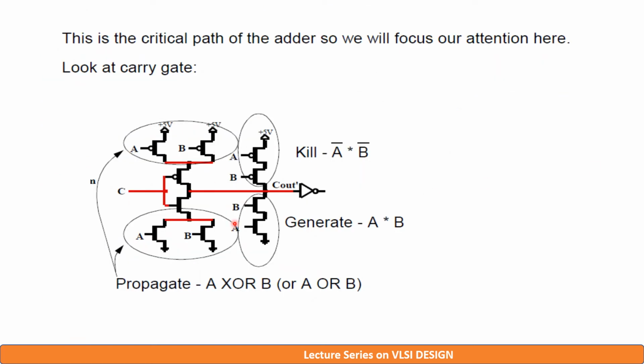So if we consider only the carry circuit which we discussed in the previous slide, this carry input gets propagated to output if A, B values are 0, 1 or 1, 0. Carry gets killed if A, B is 0, 0. Carry gets generated if A and B are 1.